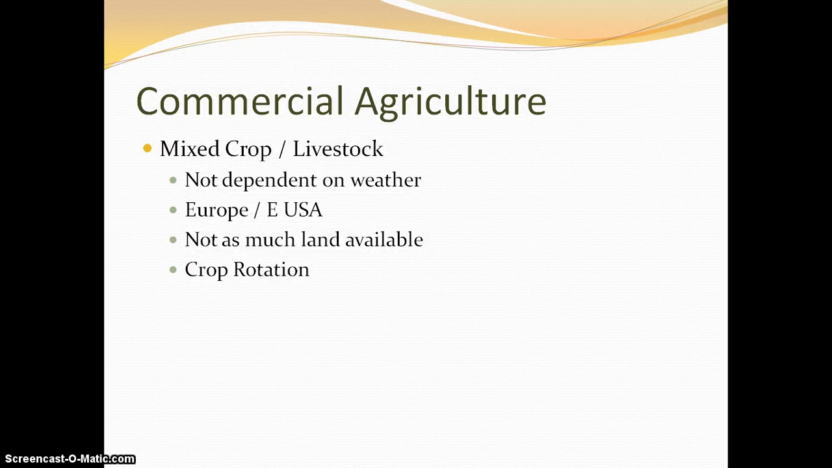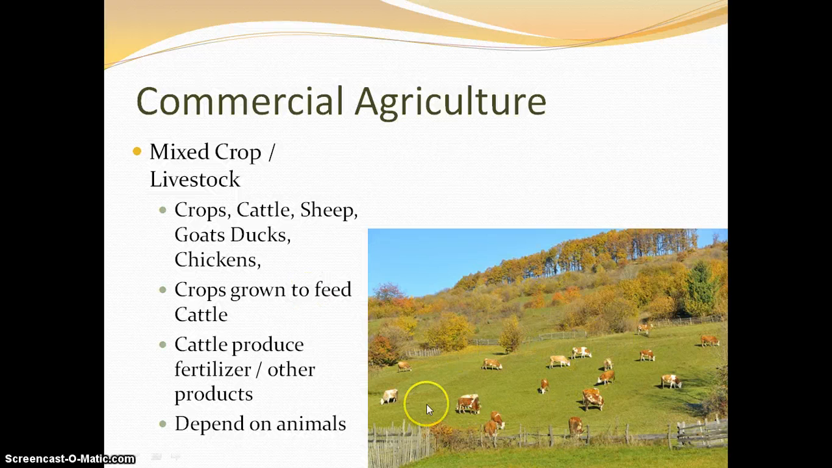Again, you're going to find these in more developed countries, especially places like Western Europe and the Eastern United States, where less land is available. I already mentioned that. And then you're also going to find the elements of crop rotation on these farms, so that the crop areas remain in production over time. And of course, you saw the cows here in this particular picture.